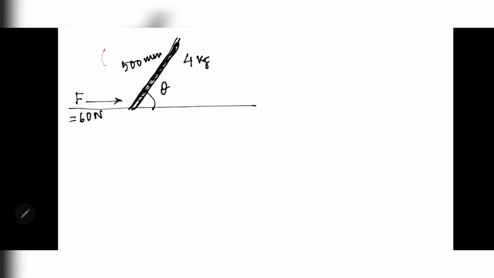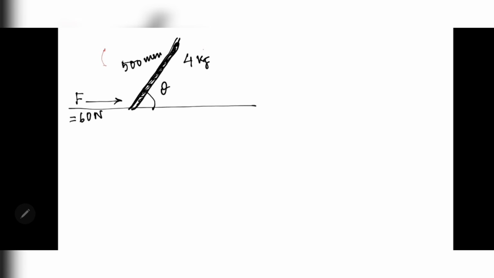Here is the next question. Here is a homogeneous slider bar of mass 4 kg and length 500 millimeter being pushed by a force of 60 Newton along a smooth horizontal surface. Determine the angle theta for translation. We have to find out the angle theta for translation.